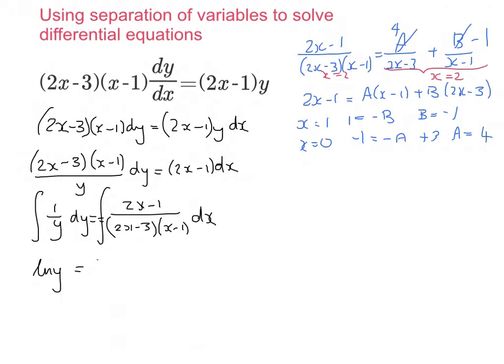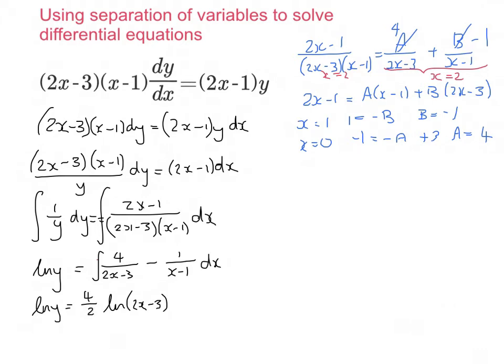Okay, so my integral on the right hand side can be written as 4 over (2x - 3) minus 1 over (x - 1) dx, which integrates to, okay, I've got ln|2x - 3|, I need a half to compensate, and there's the 4 that was on the top, and then I've got ln|x - 1| with no compensation needed, plus c.